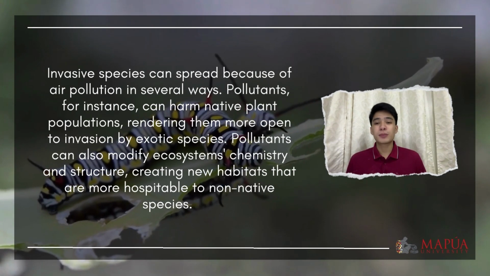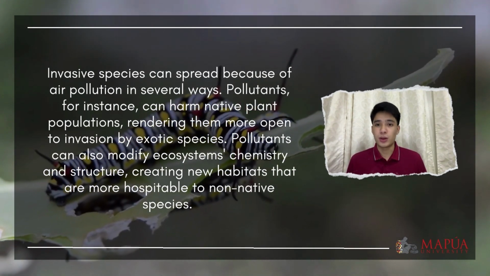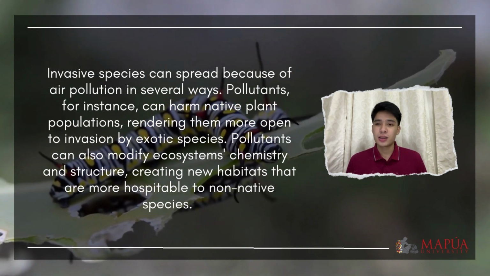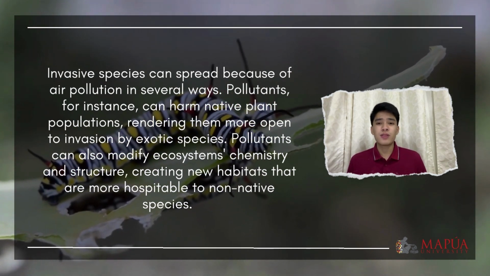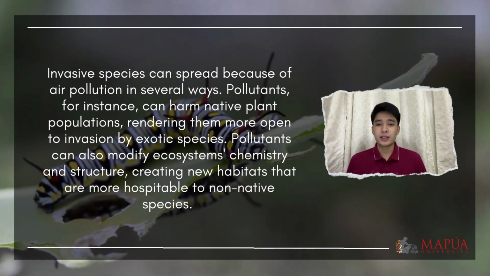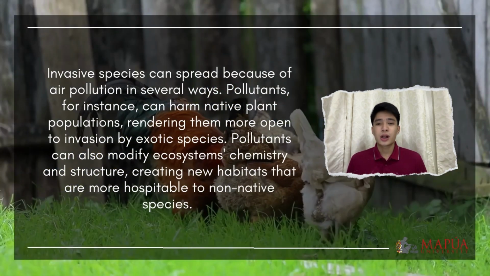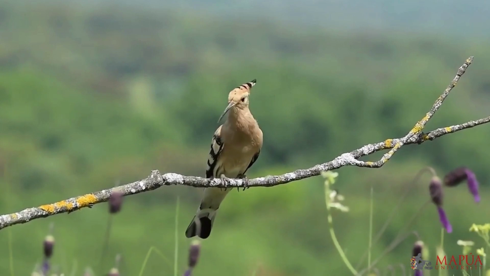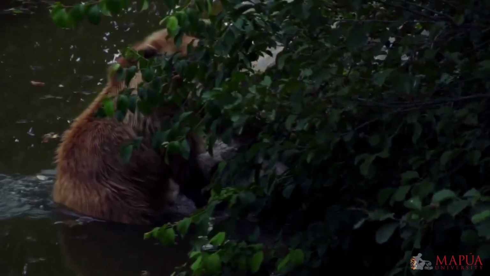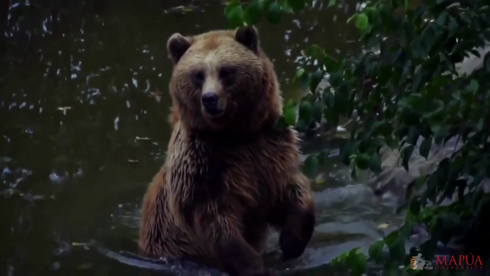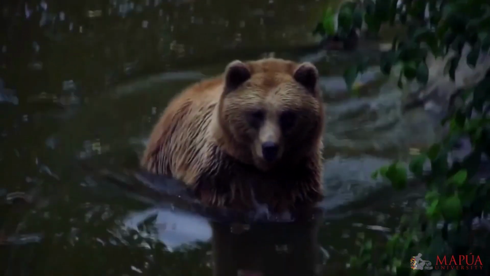Invasive species can spread because of air pollution in several ways. Pollutants, for instance, can harm native plant populations, rendering them more open to invasion by exotic species. Pollutants can also modify ecosystems' chemistry and structure, creating new habitats that are more hospitable to non-native species. Furthermore, invasive species seeds and other propagules may travel great distances thanks to air pollution, which increases the possibility that they will colonize new places.